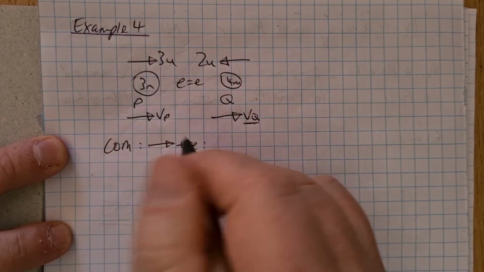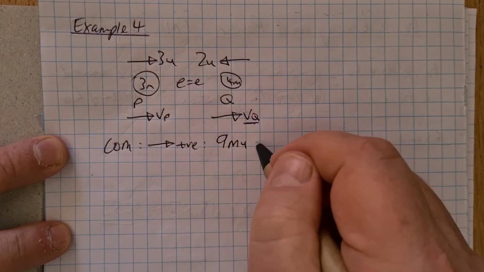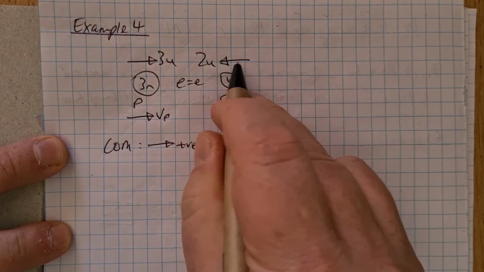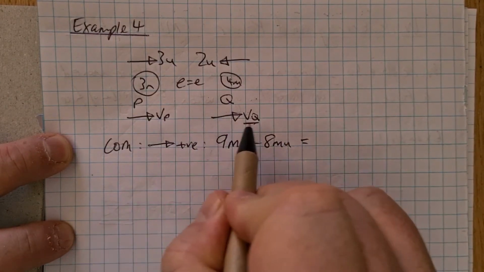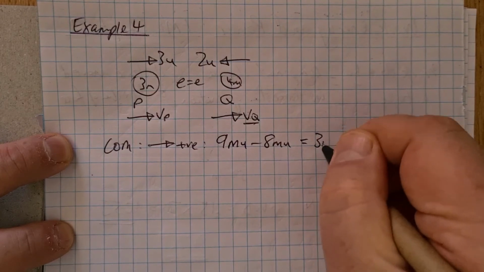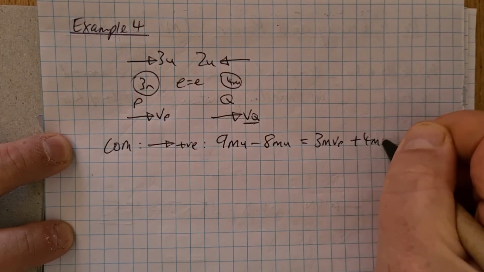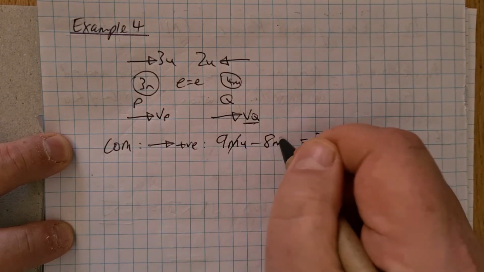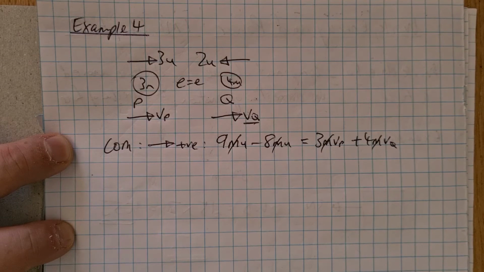positive. So by now you should be used to thinking 9mu minus 8mu, because that's travelling in the opposite direction, is going to equal the momentum, as I've got the arrows after the collision, which will be 3mvp, plus 4mvq. Again, we can cancel out all of the m's by dividing the equation by m.